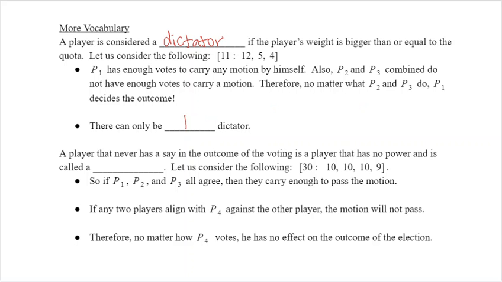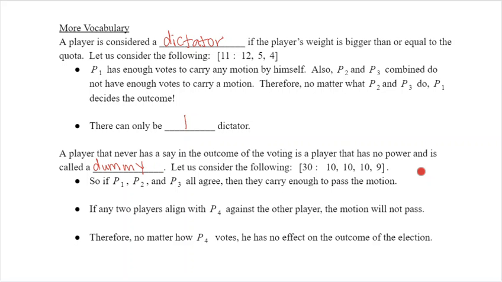Now, a player that never has a say in the outcome of the voting is a player with no power, who we call a dummy. So if we look at this situation here, we have a quota of 30 and 4 people with 10, 10, 10, and 9 votes. So if players 1, 2, and 3 all agree, then they can pass a motion.